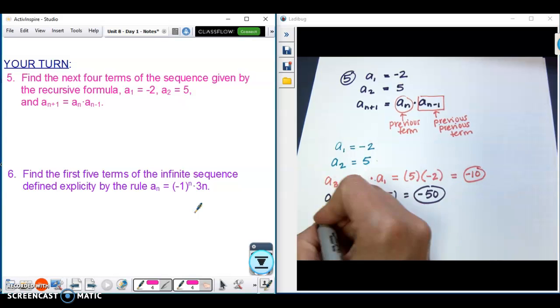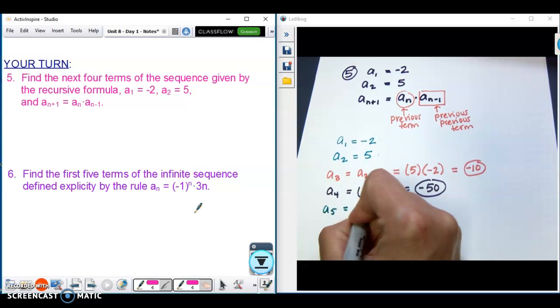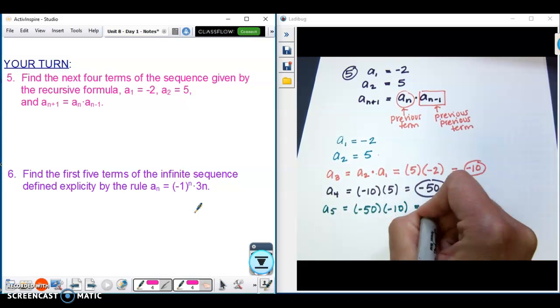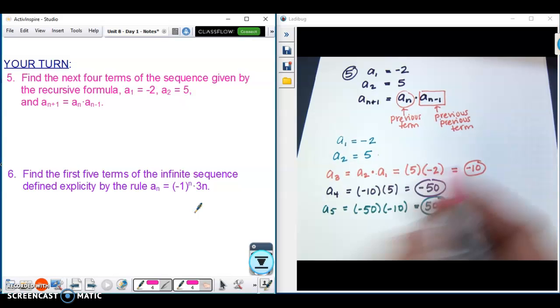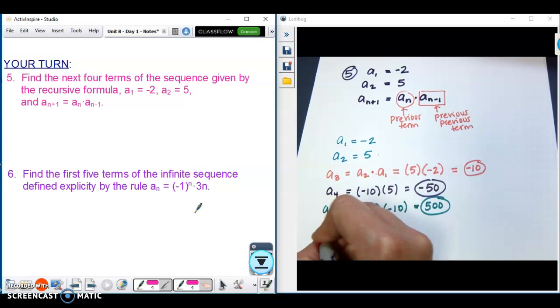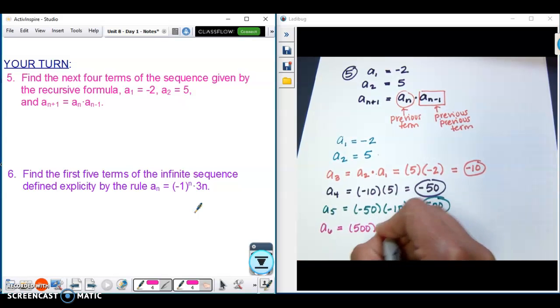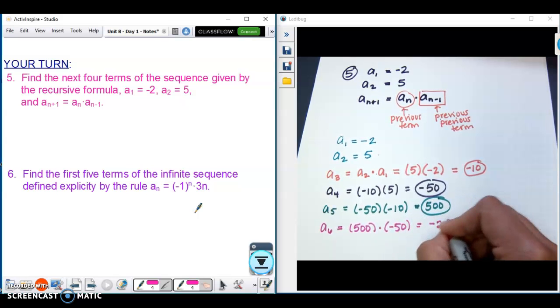So then if we want to find the 5th term, the previous term was negative 50, and the term even before that was negative 10. That'll give us a positive 500. And then that's 1, 2, 3. We've got to find one more. So the previous term was 500 times the term before that, negative 50, which will give us negative 25,000.